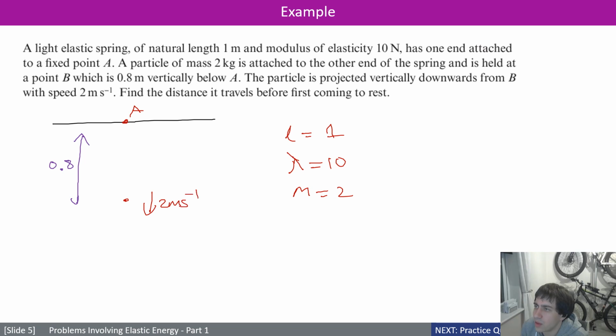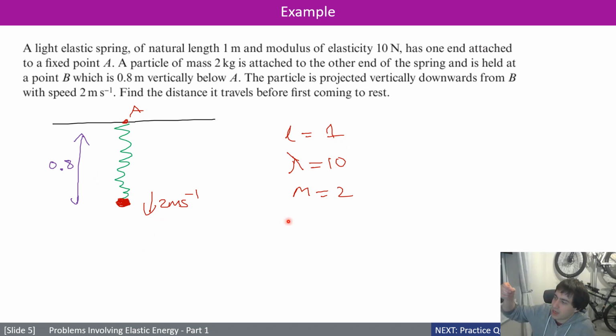And there's presumably an elastic spring in this case here, and then there's our particle attached there, and it's projected downwards. So just to be clear, this 2 meters per second, if I held it at rest in that spring, so in this case it's being compressed, isn't it? Because the natural length is 1, but it's at 0.8, so it's being compressed.